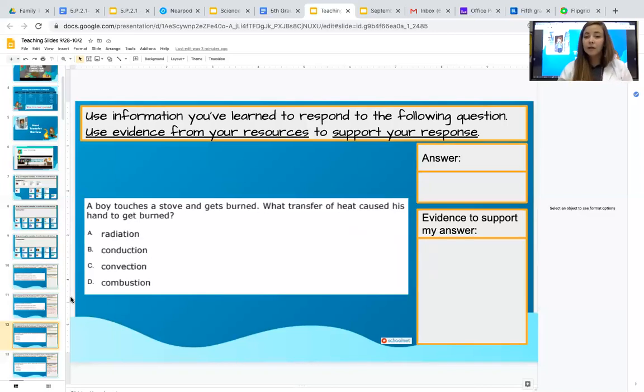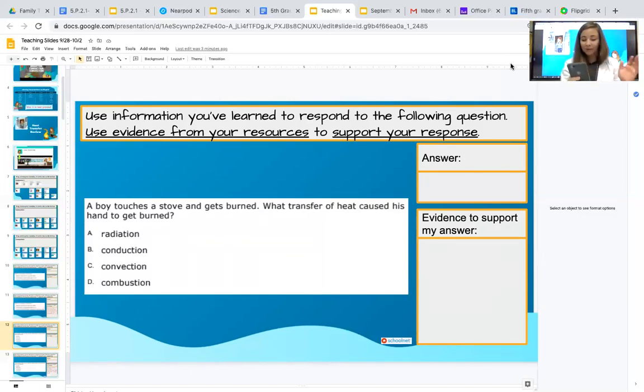All right, I'm looking. I don't have too many people who have responded. I've only had 5 people respond, and they've all responded correctly. If a boy touches a stove and gets burned, don't get too close. You touch the fire. Okay, so everyone except for one person got this one right.